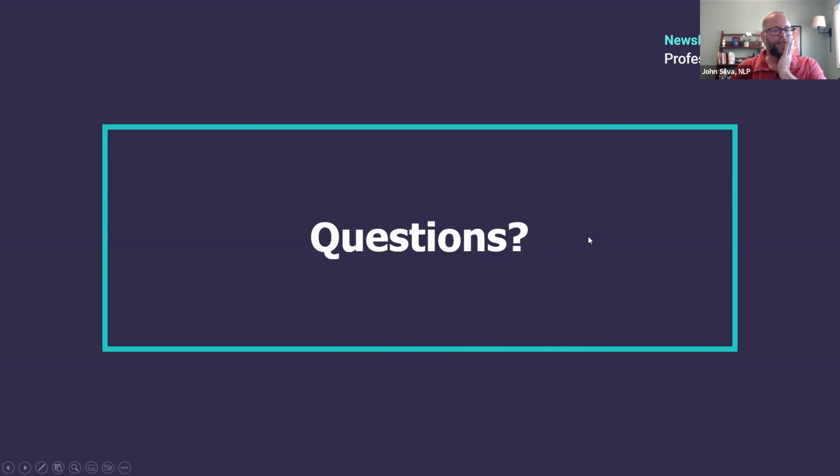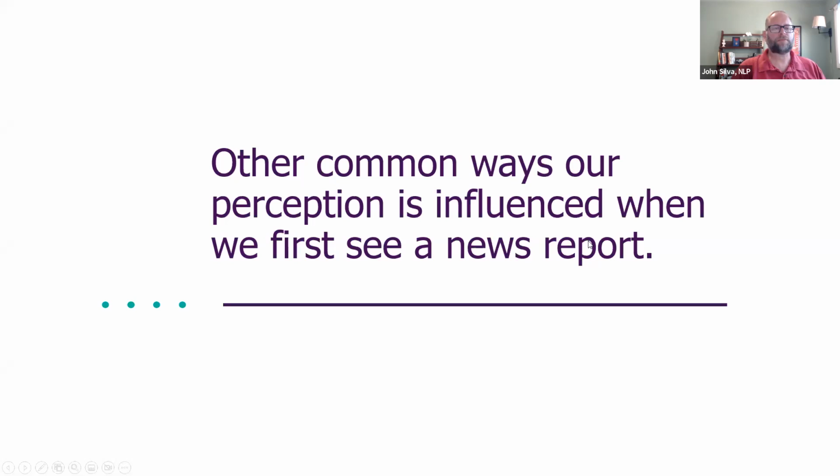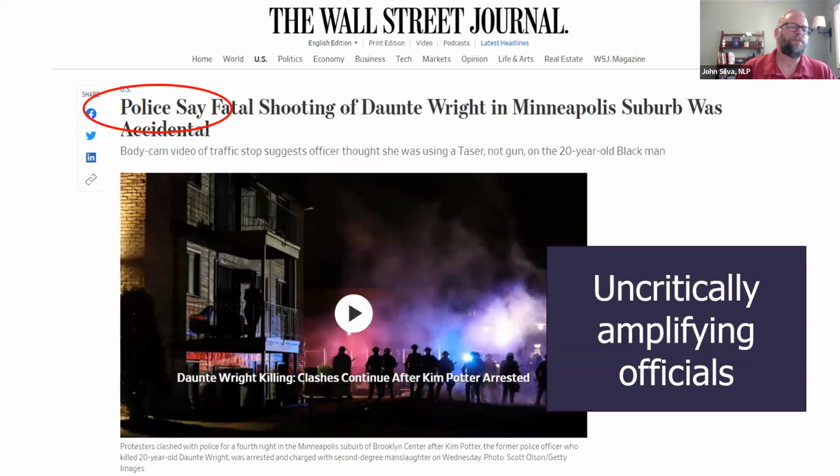Okay, this gets us to the last little section, which is some of the other ways we can see bias that can be problematic, and that can fall into some of the categories of the types and forms. There are just a couple that I want to mention that are really important. One is uncritically amplifying officials. There are a lot of times when we see a news report about a story and it is based off of what official sources have said, right?